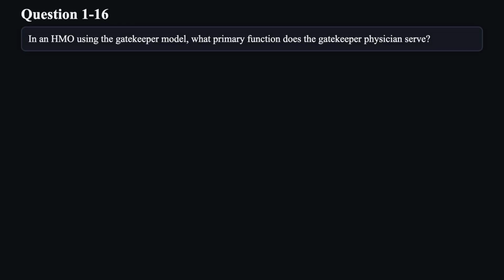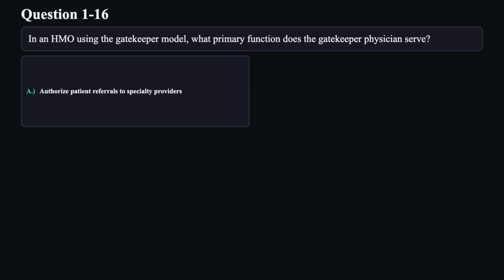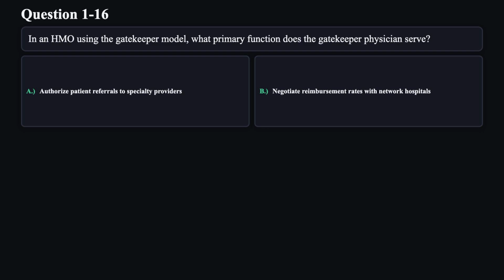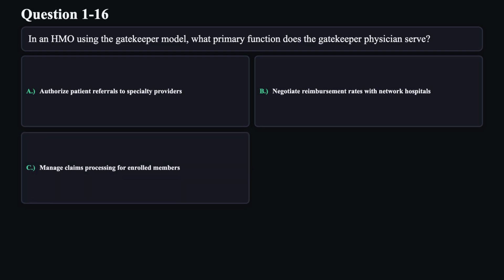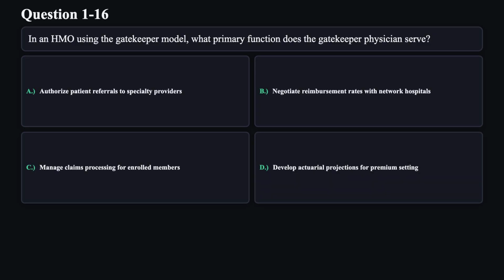Question 16. In an HMO using the gatekeeper model, what primary function does the gatekeeper physician serve? A. Authorize patient referrals to specialty providers. B. Negotiate reimbursement rates with network hospitals. C. Manage claims processing for enrolled members. D. Develop actuarial projections for premium setting.